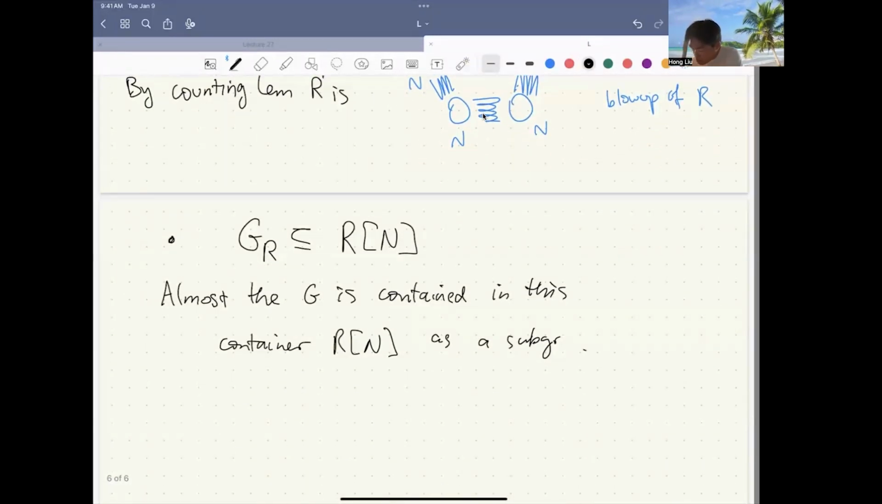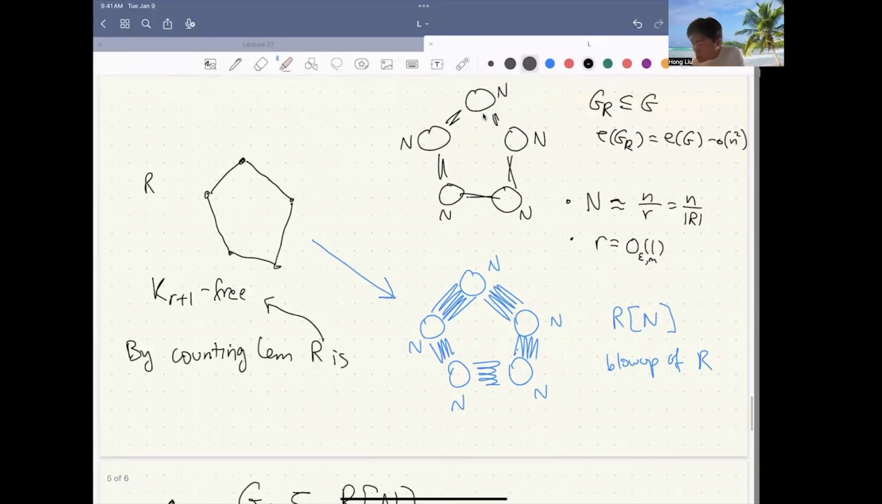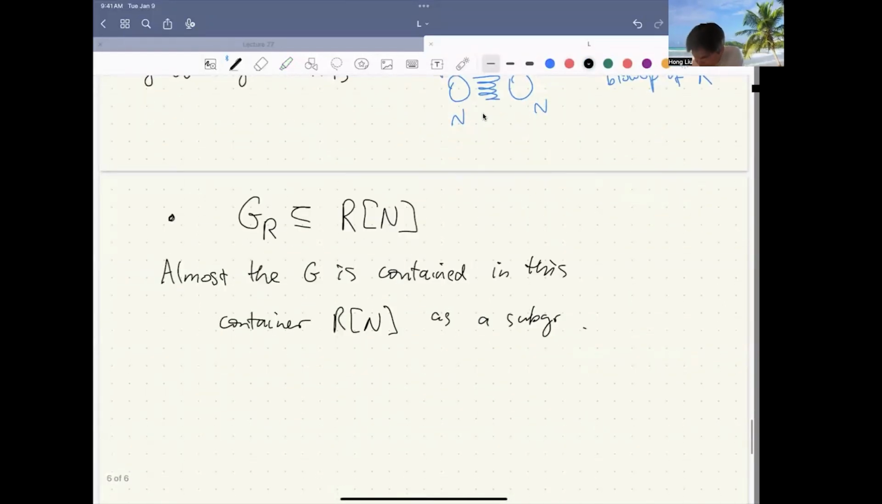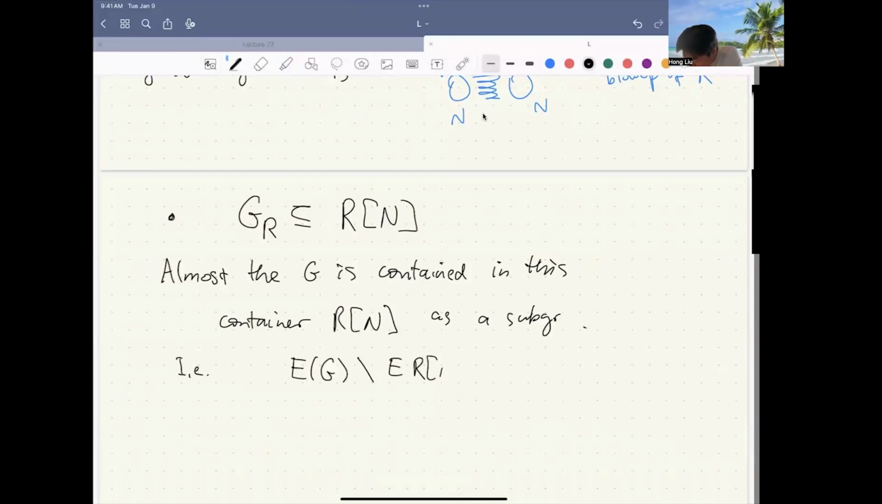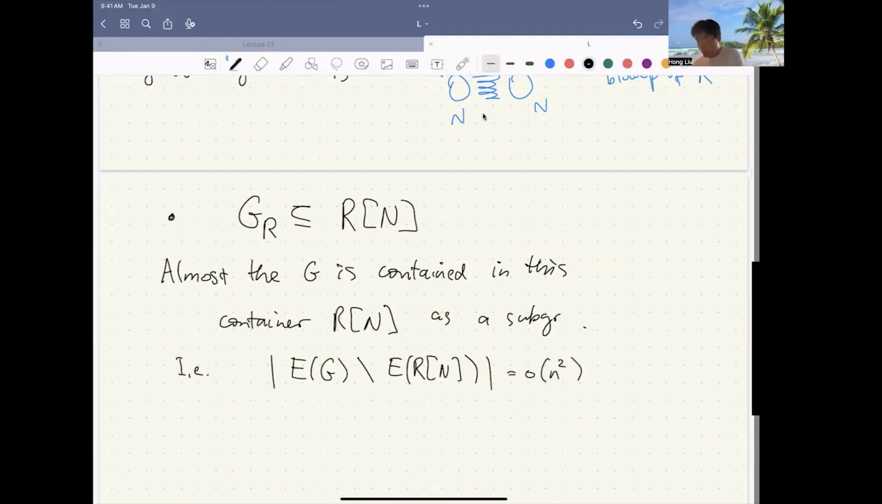In other words, I'm using this property that the part that we clean from G to get G_R is little o of n squared. So in other words, the number of edges in G but not in the blow-up of R is little o of n squared. Almost the whole G is contained in R[n]. Okay. Good.